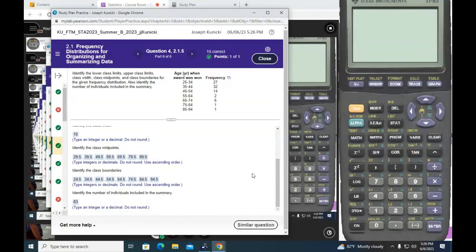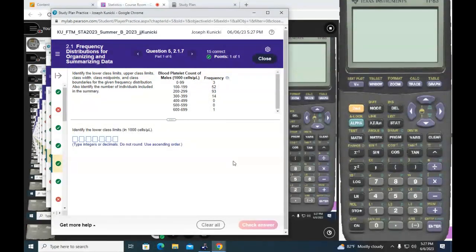This would be the modal class. Mode means most frequent. So that's the largest frequency for a class. So this is the modal class. There's most of them right here. We'll talk about that on Thursday. Mean, median, and mode are the measures of central tendency. All right, so I can't draw this one, but I will be able to draw some ones coming up.